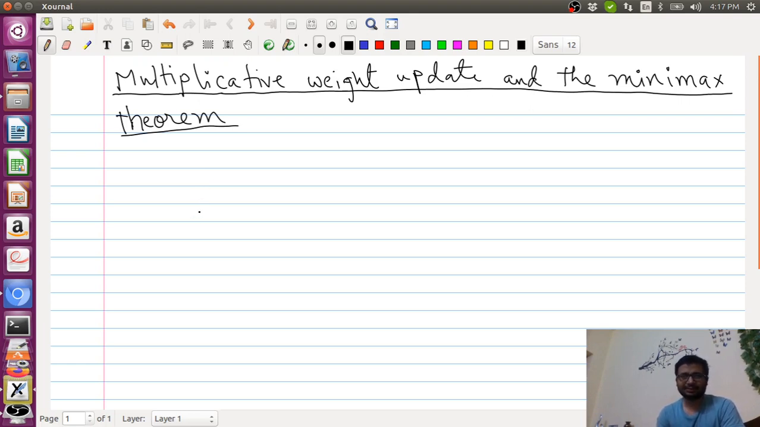Then I'll discuss briefly the Minimax theorem and state it formally. Finally, I'll present a proof of the Minimax theorem using the multiplicative weight update method. Okay. So now let's spend some time discussing the multiplicative weight update method.